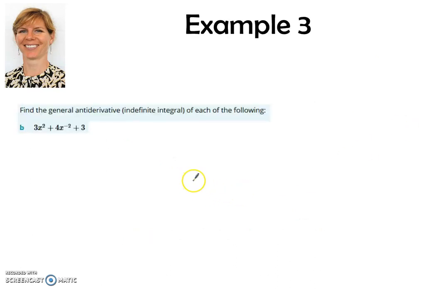Okay, so let's find this one. We've got a number of different terms and we want to integrate each one, so basically you just do them separately. We want to find the integral of 3x squared plus 4x to the minus 2 plus 3, dx, and we want to set those up.